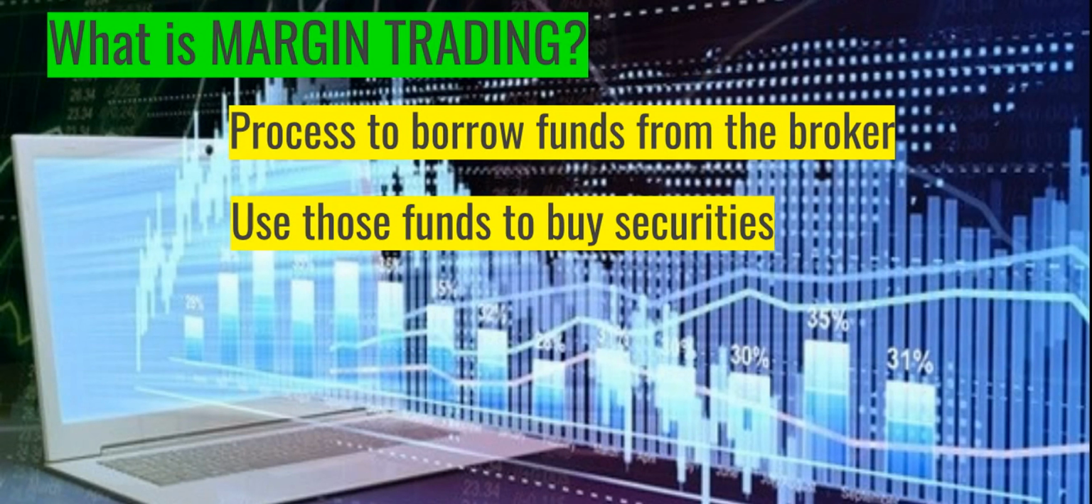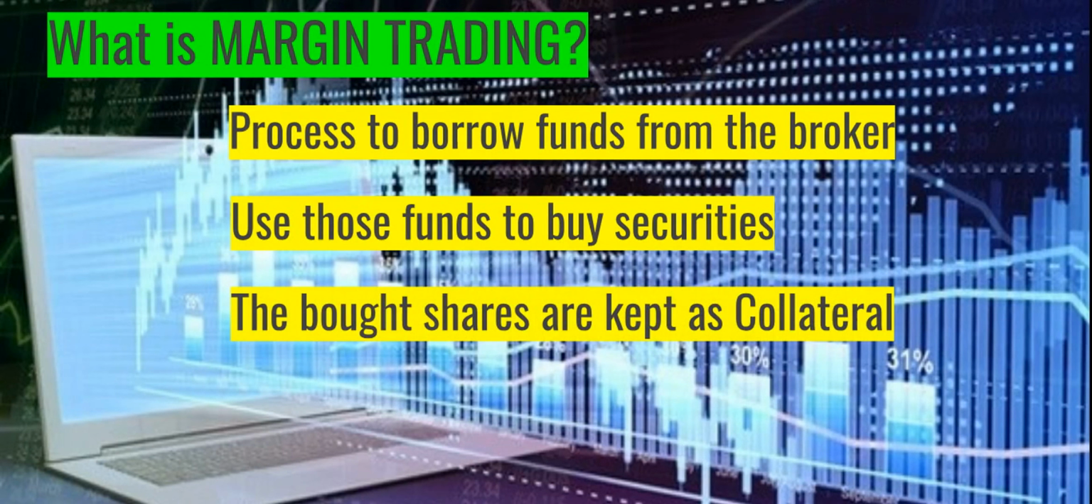So if a trader wants to, let's say, purchase 2,000 shares of a company which are trading, let's say, at 150 rupees, you obviously need around 3 lakh rupees straight away. That may or may not be available to you at any given point in time. So in such situations, margin trading allows a trader to borrow funds from the brokers and buy these shares. Once you buy them, these shares are kept as collateral with the stockbroker itself.